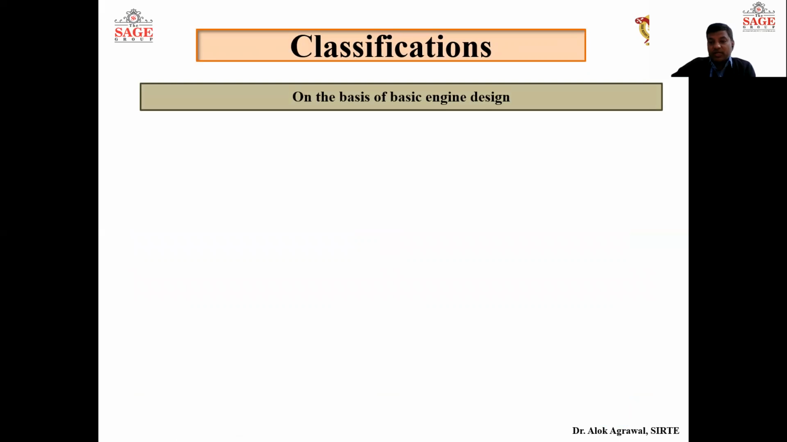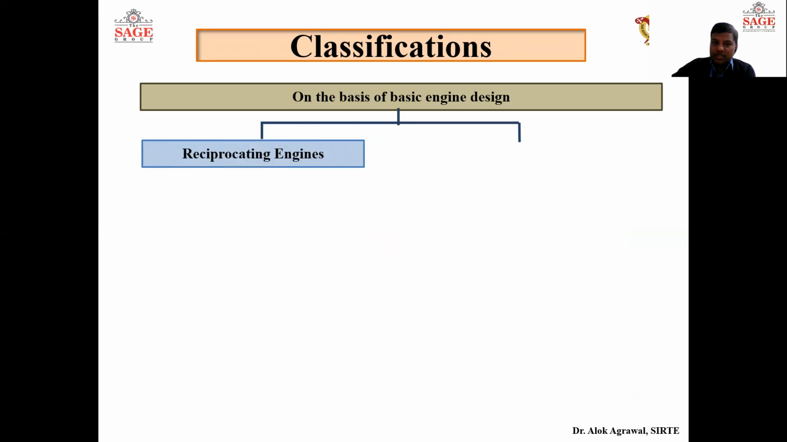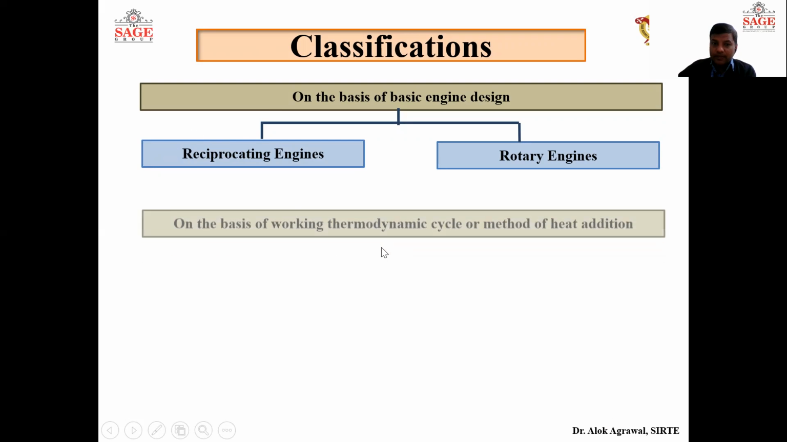Now coming to the classification, how we classify the heat engine. On the basis of basic engine device, we can classify engine as a reciprocating engine and rotary engine. If the component of the engine on which the conversion of energy is taking place reciprocates, we call it a reciprocating engine. And if that part rotates, we call it a rotary engine. So in this course, we will mostly see reciprocating engines.